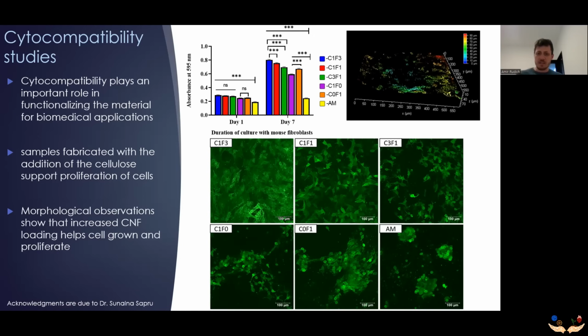Once we embed either CNC or CNF, we can see the cells start to spread out and really start to form colonies and start proliferating. Then, once we add a mixture of both CNC and CNF, for instance, in sample C1F3, we can really see the cells liking the environment, really spreading out and sort of covering the entire hydrogel, at least supporting that this material can be biocompatible and can allow cells to grow and proliferate.